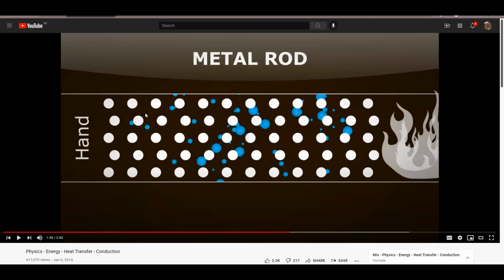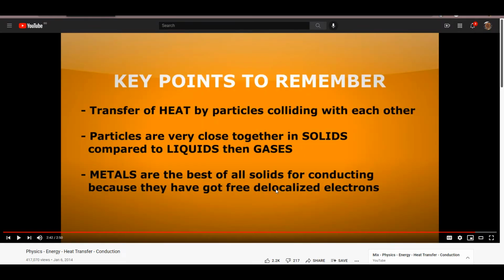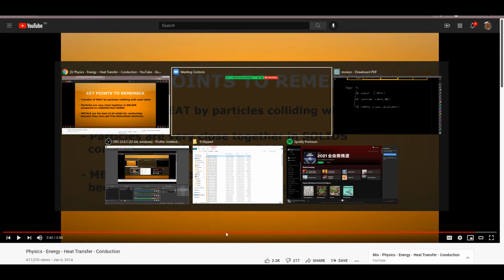Can you say free moving electrons? Yes, you can. Rather than free delocalized electrons. In fact, you can just say free electrons. Okay. So I'm just going to take a screenshot of this and paste it on our notes.